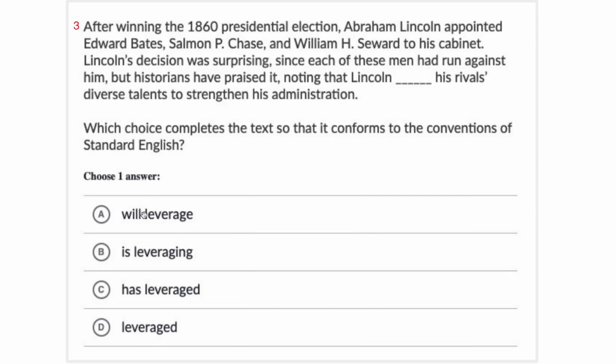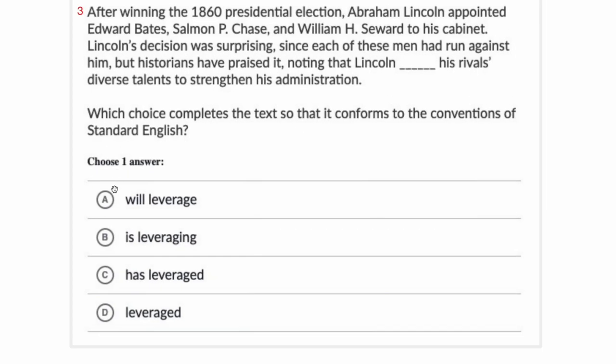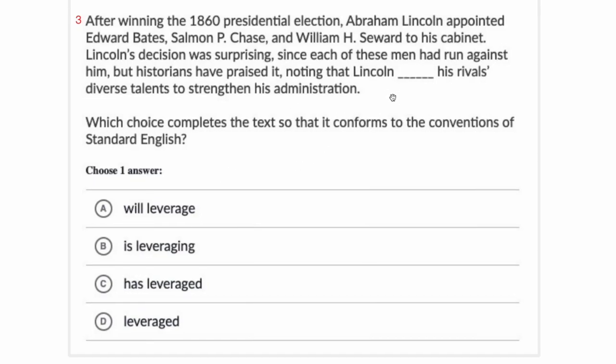So this one will have to do with verb tense. How can we tell that? Because all of these would agree with the same noun. The other clue, and I'll link to a video on this if I can remember to do it, is that if your subject is right next to the blank, it's probably not a subject-verb agreement question. Lincoln will, Lincoln is, Lincoln has, Lincoln leveraged, all of those are fine from a subject-verb agreement perspective, so it's going to be a matter of figuring out the right tense.